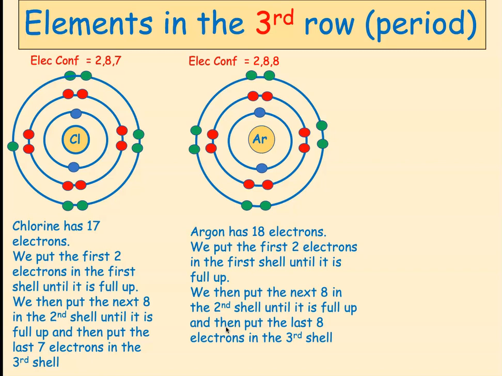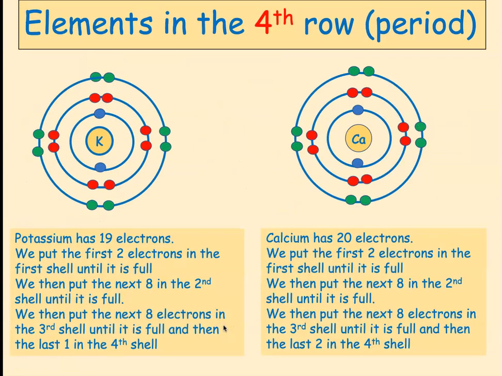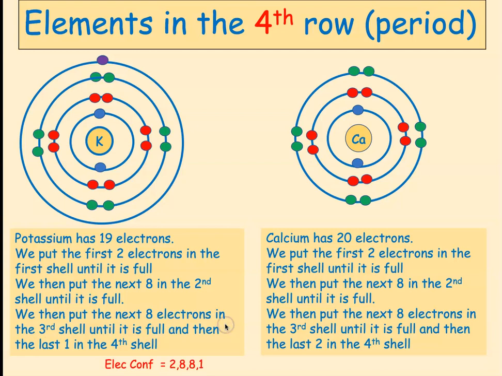Now when we've got to argon, that third shell is now full up. So when we get to the next element, which is potassium, we've got 3 full shells already. So we've got 2 in the inner shell, 8 in the next shell, 8 in the next shell, full up, but we've got 1 more to fit on. So we need a 4th shell, and 19 minus 18 is 1. So we're putting 1 on the outer shell. I wonder if you can tell me what the electronic configuration will be. So we're just doing a tally of each of the shells. So it's 2, 8, 8, 1.